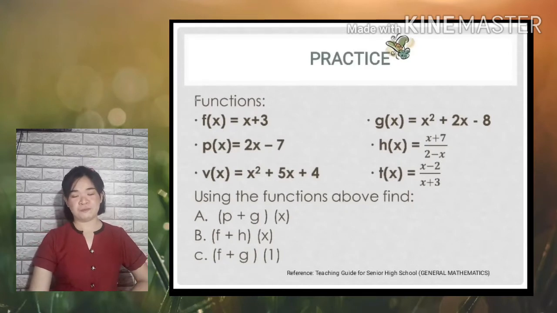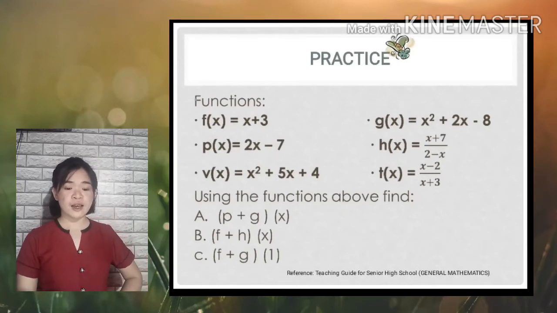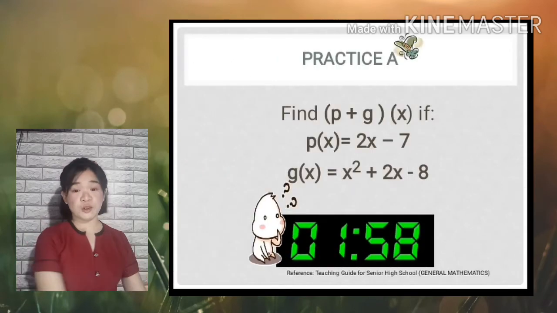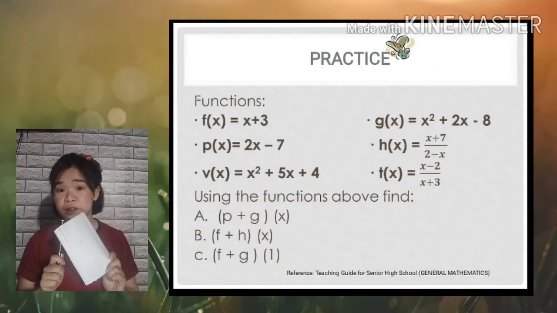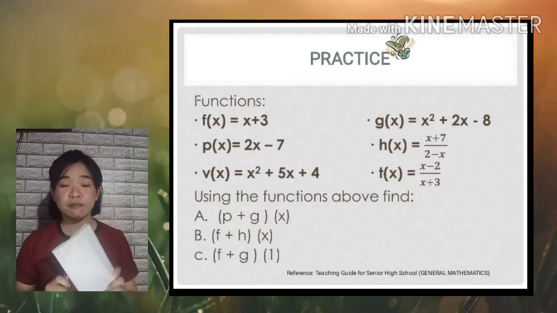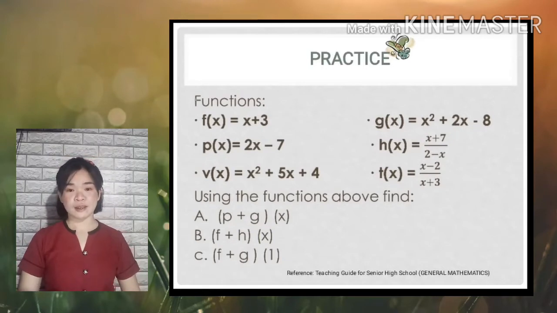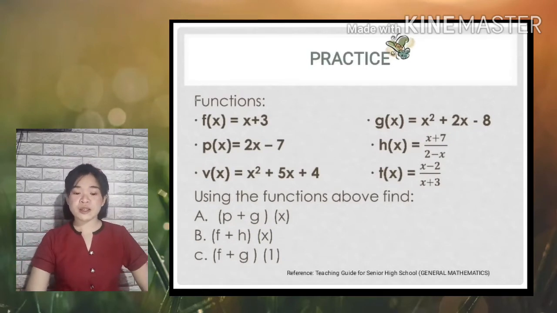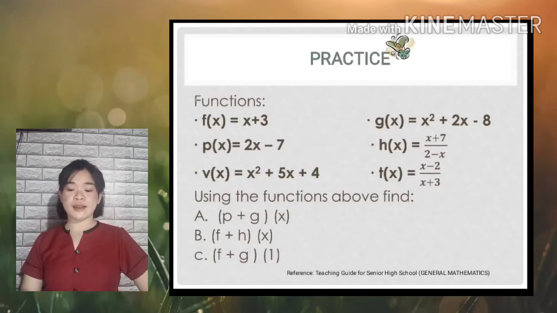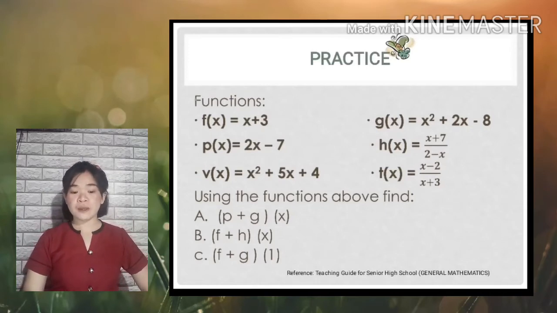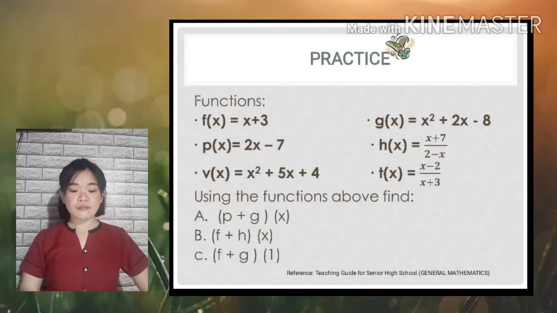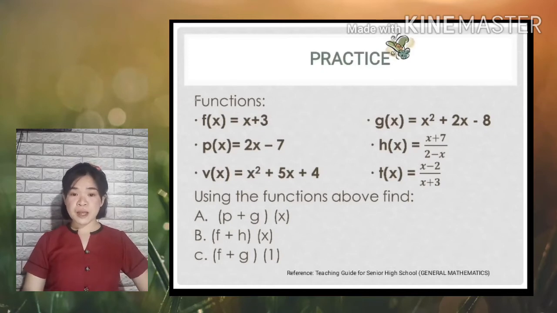So, practice. The given functions are f of x is equal to x plus 3. Grab your pen and paper so that you can follow. Let's see if you understand what we are discussing. So our functions are f of x is equal to x plus 3, g of x is equal to x squared plus 2x minus 8, p of x is equal to 2x minus 7, v of x is equal to x squared plus 5x plus 4, h of x is equal to x plus 7 over 2 minus x, and t of x is equal to x minus 2 over x plus 3.